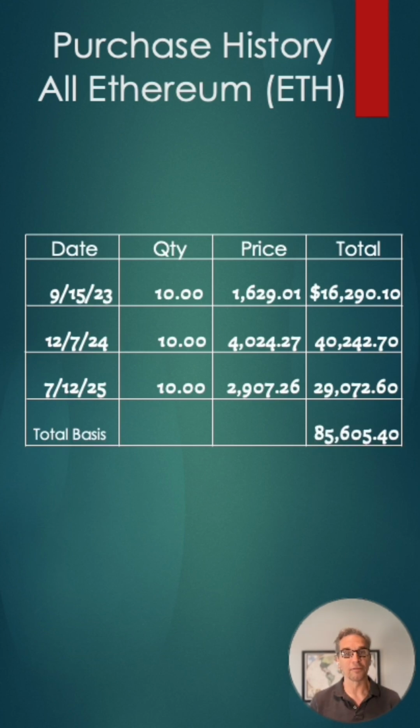So total basis of all of our purchased ETH is about $85,605. So that is our basis that we're using. And again, basis can be complex, but this is the number that we're going to use for the amount that we have invested in ETH.